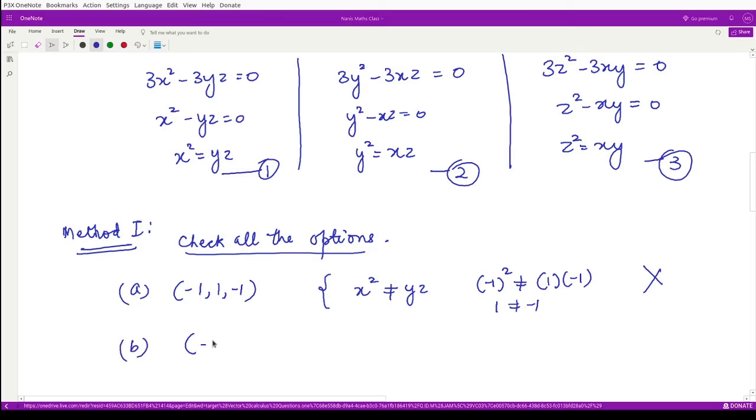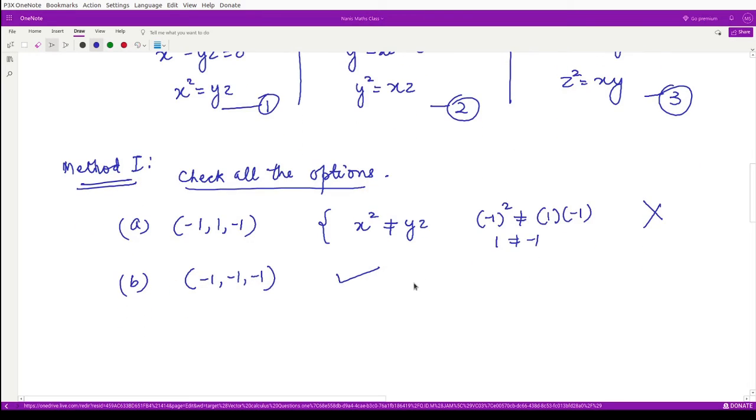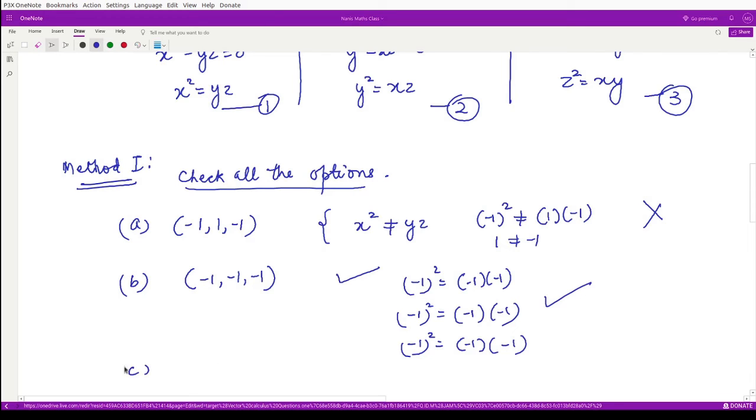Now you can go for option B. Option B says you check for this point minus 1, minus 1, minus 1. So it will satisfy all the three equations. Because in this case, minus 1 square is equal to, for the first equation, minus 1 into minus 1. For the second equation, minus 1 square is equal to minus 1 minus 1. For the third equation, minus 1 square is equal to minus 1 minus 1. So these three equations are correct here.